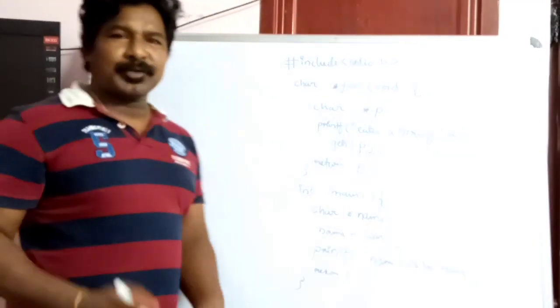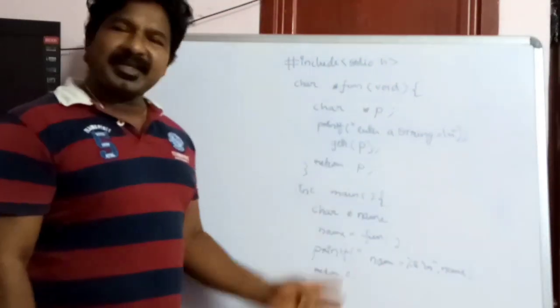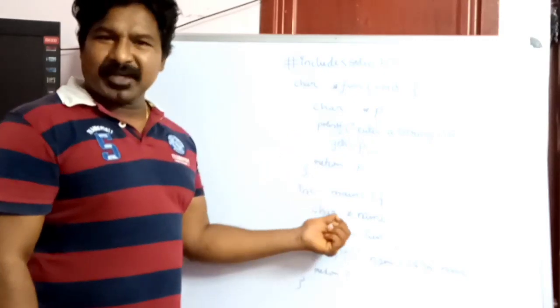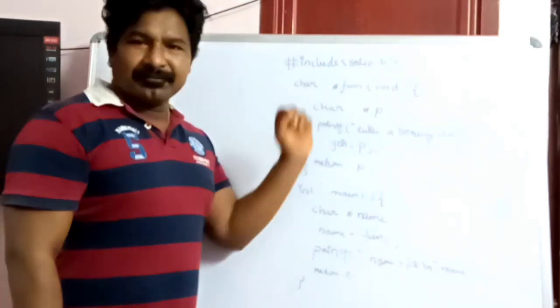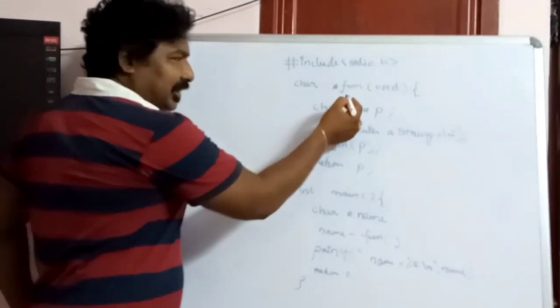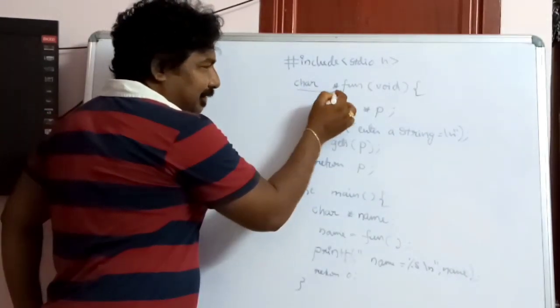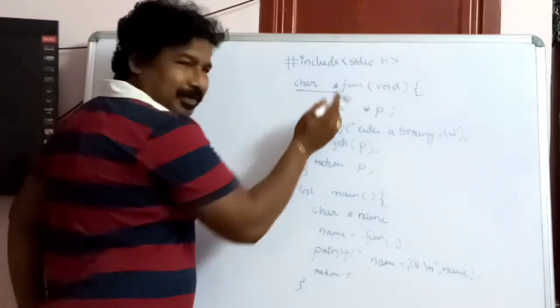Okay friends, just look at this particular program. This program is using two functions. One is the main function and another function is the fun function. Okay, so just look at the return type of this fun function. The return type is char star. Okay, the return type is char star.